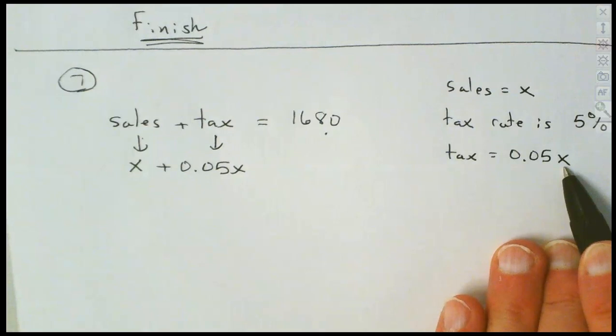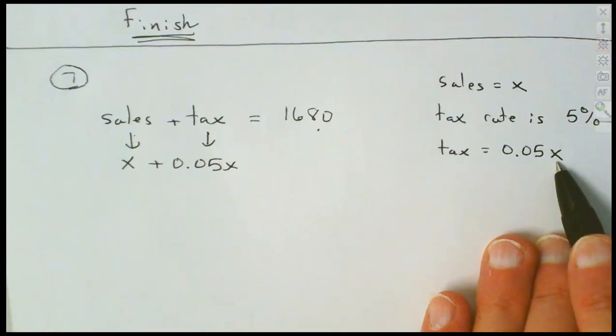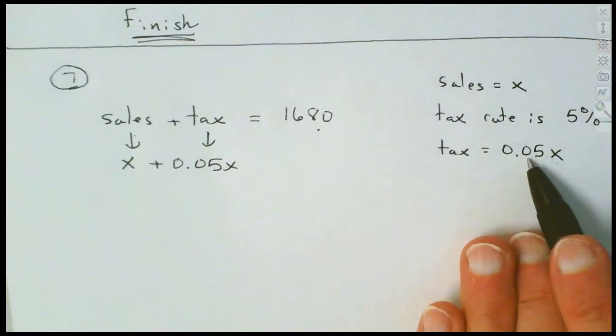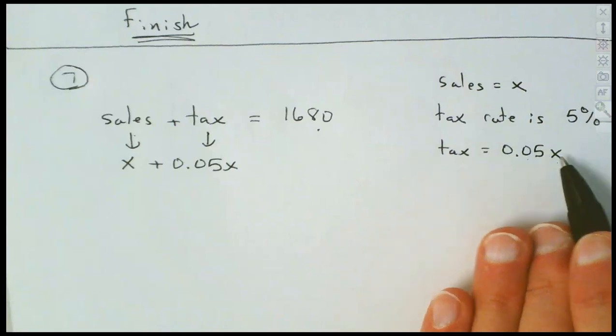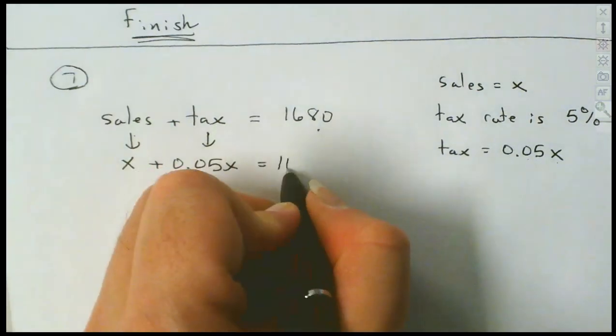So if I spend $1,000 on a TV, I'm going to spend way more money than if I just went and bought a $5 meal. And a lot more in taxes, right? How do you find the taxes? You have to take the tax rate times the amount that you sold. That's going to then equal that $16.80.